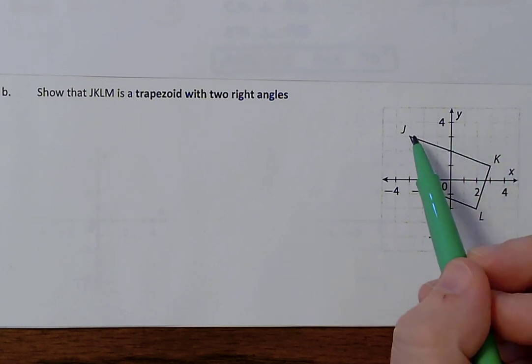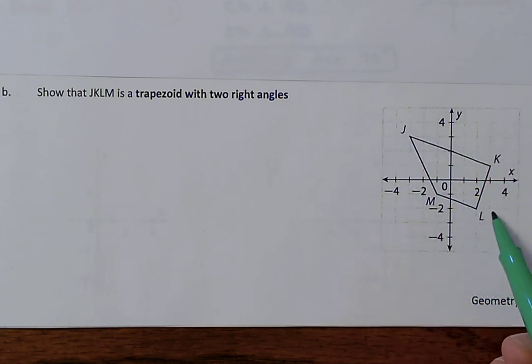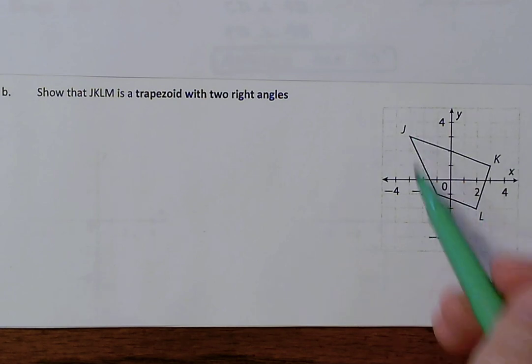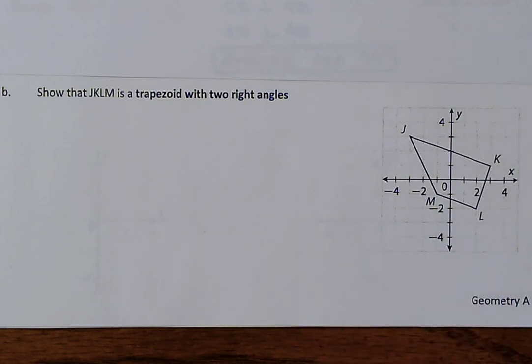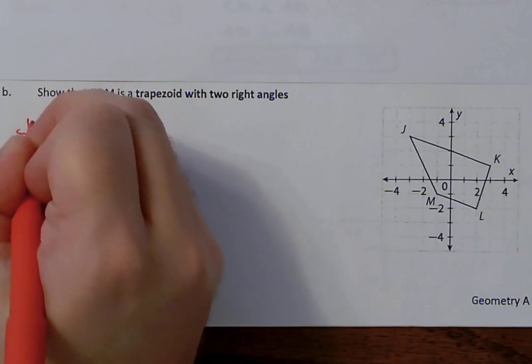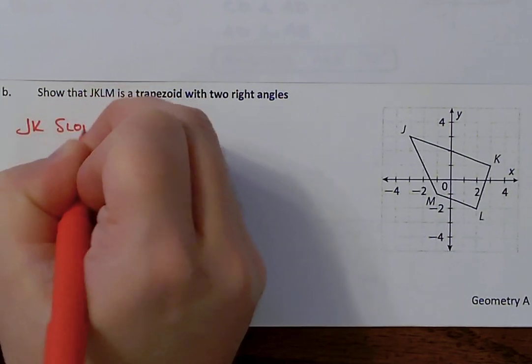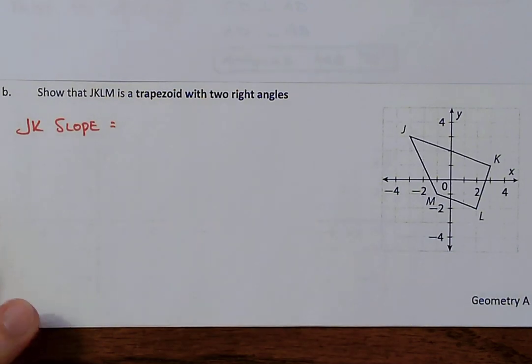So what we're going to do is find the slope for JK, KL, and ML, but we don't really need to worry about the slope of JM because we're not worried about these two angles. So let's go ahead and find the slope for these three lines, and then we will talk about if they are perpendicular. So let's start with JK. So the slope of JK, again, I'm going to use rise over run. Again, if you would prefer, you can use the slope formula, y2 minus y1 over x2 minus x1.